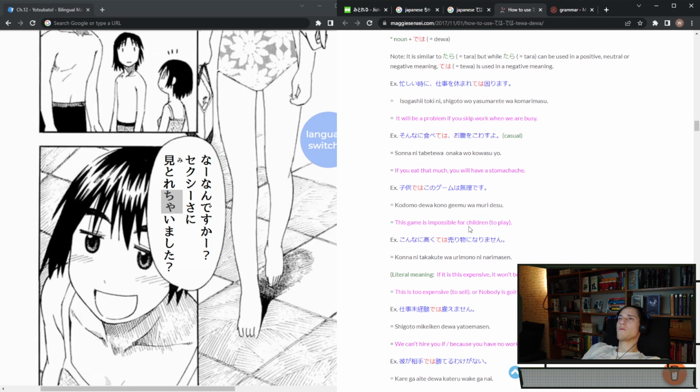This game is impossible for children to play. Kodomo dewa kono gemu wa asobi desu, mori desu. Okay. So kodomo de wa kono game wa muri desu. This game is impossible for children.